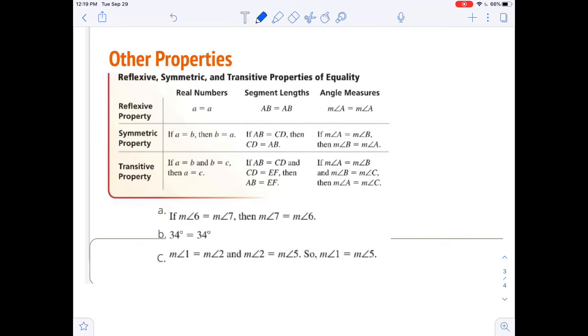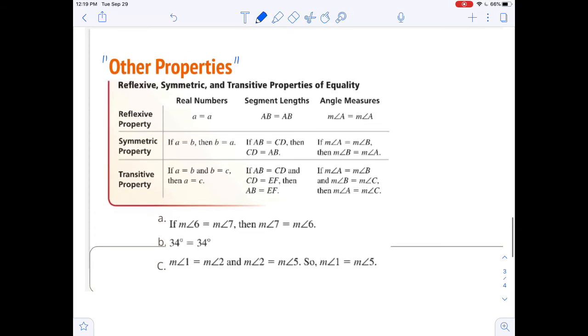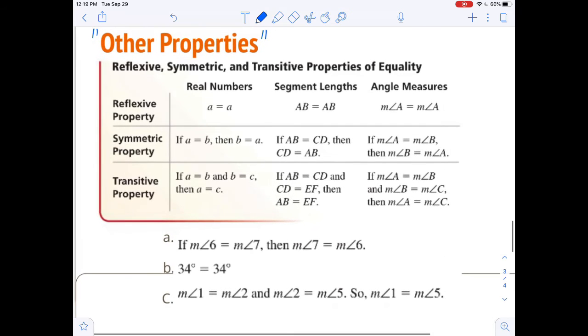And let's talk about the other properties. Maybe I should put those in quotes. Those are the non-algebraic properties, those properties that aren't your algebraic operations. These are your reflexive, symmetric, and transitive properties of equality. And your reflexive property just says that something is equal to itself.